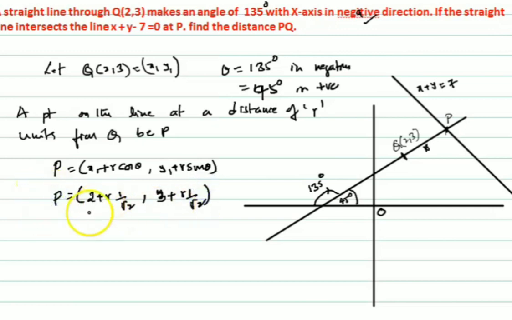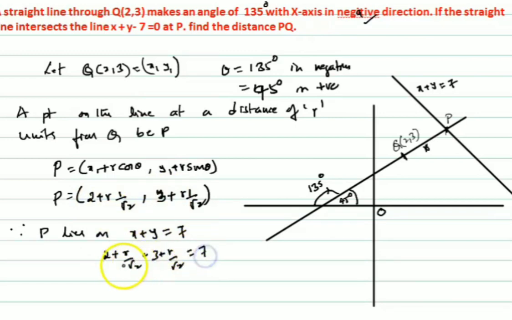Since P lies on x plus y is equal to 7, we all know that if a point lies on a line, it must satisfy the equation. Means if you substitute that point, it must satisfy. So I substitute x as 2 plus r by root 2 and y as 3 plus r by root 2, equal to 7. 2 plus 3 is 5.